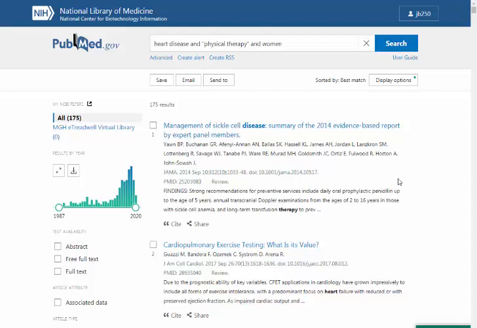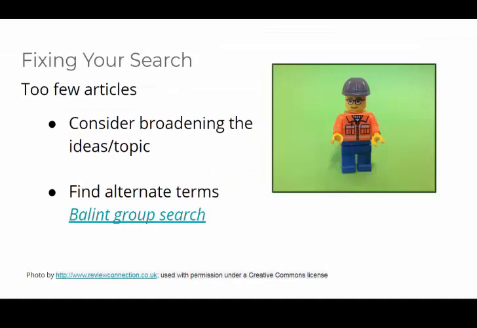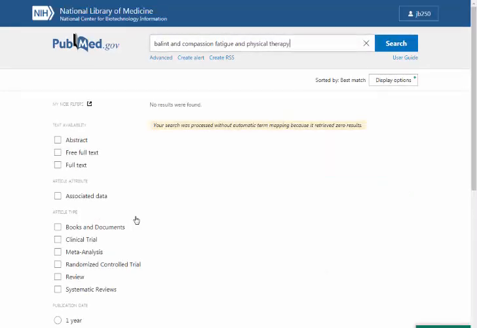Before we do that, let's talk about the other problem search, too few results. If you get too few or no articles on your results list, you'll want to consider two options. One, broadening the ideas or topic, and two, finding alternative terms. Let's use the original research question we saw in the Essentials of Keyword Searching video. I searched Balint and compassion fatigue and physical therapists and got 0 articles. That's exactly what we predicted in the previous video because we have too narrow a topic.